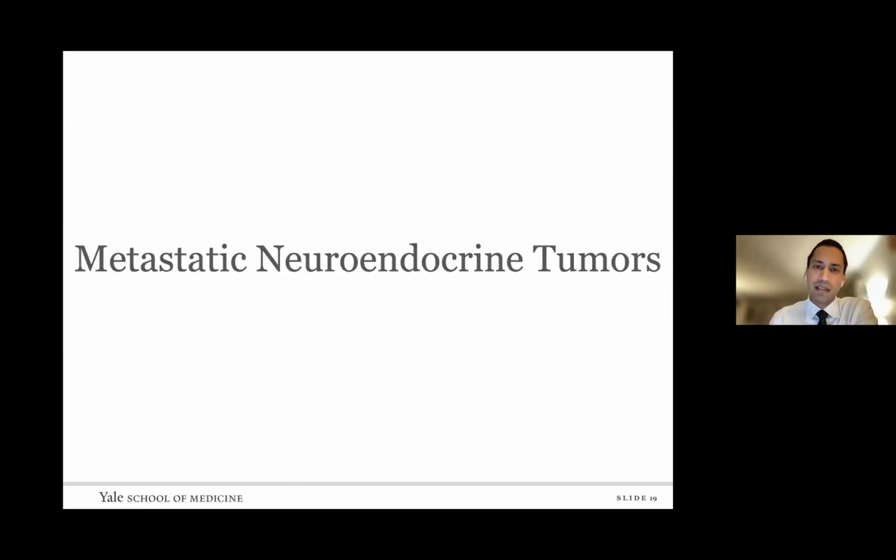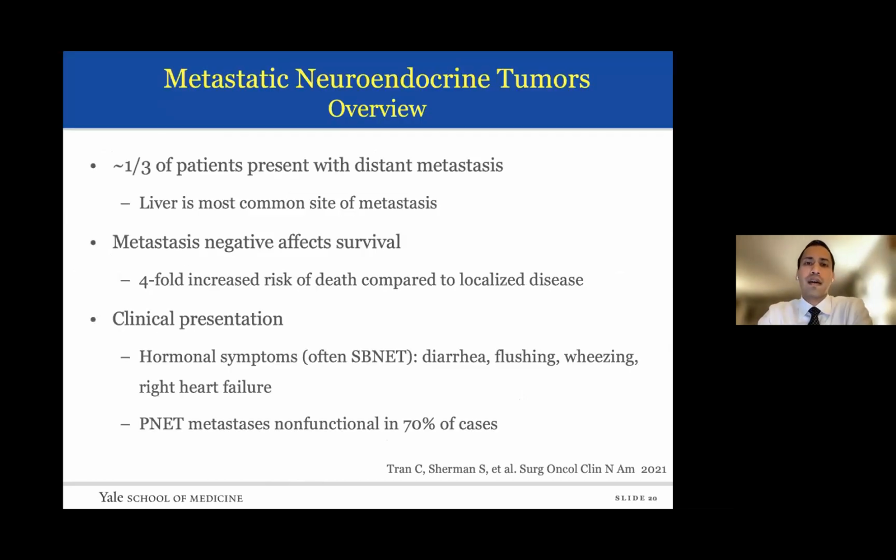And finally, I'll end this session by talking about metastatic neuroendocrine tumors. So again, some perspective on things from a surgeon's perspective. The reason we find this important is because a third of patients present with distant metastases, and the liver happens to be the most common site of metastasis. Metastasis is important because it negatively affects survival, as we know, and that's the case with all cancers. And there's an increased risk of death compared to an individual that has localized disease.